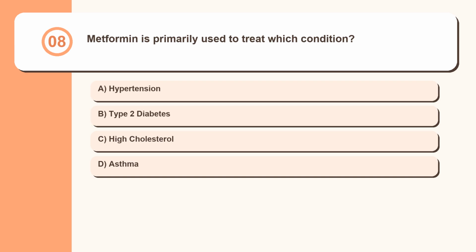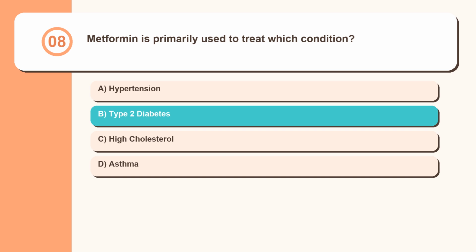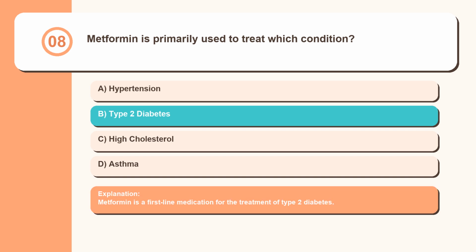Question 8. Metformin is primarily used to treat which condition? Hypertension, type 2 diabetes, high cholesterol, asthma. Metformin is a first-line medication for the treatment of type 2 diabetes.